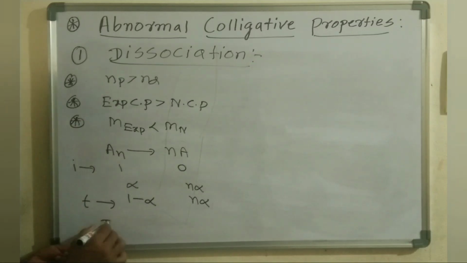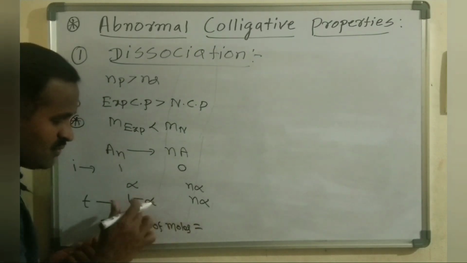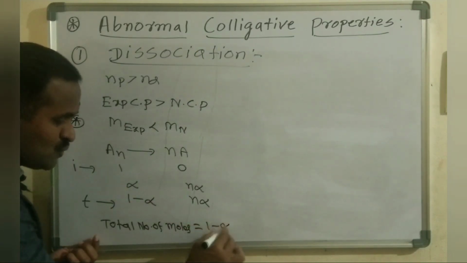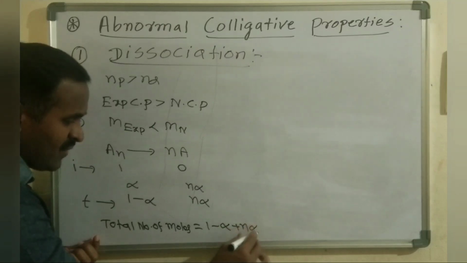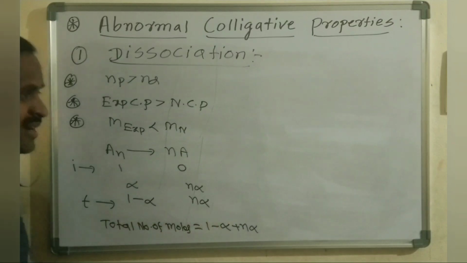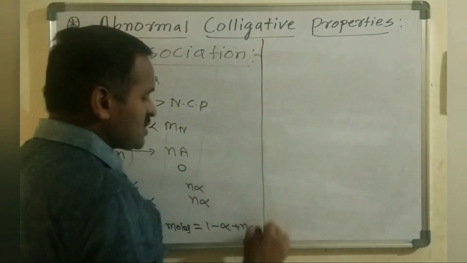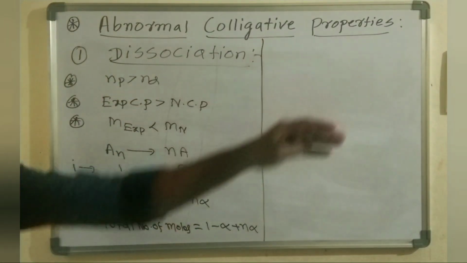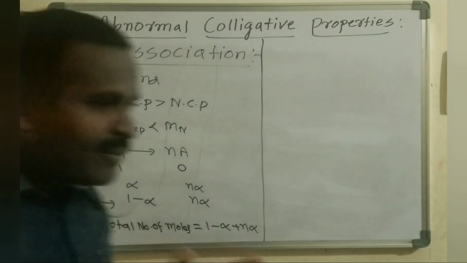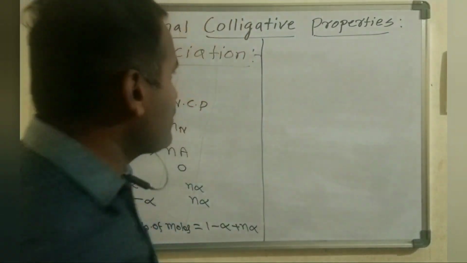So the total number of moles is equal to 1 minus alpha plus N alpha. At a particular time, the total number of moles present in the solution is 1 minus alpha plus N alpha. In the case of dissociation, mainly two situations arise. One is complete dissociation, that is, 100% dissociation takes place. What happens then?